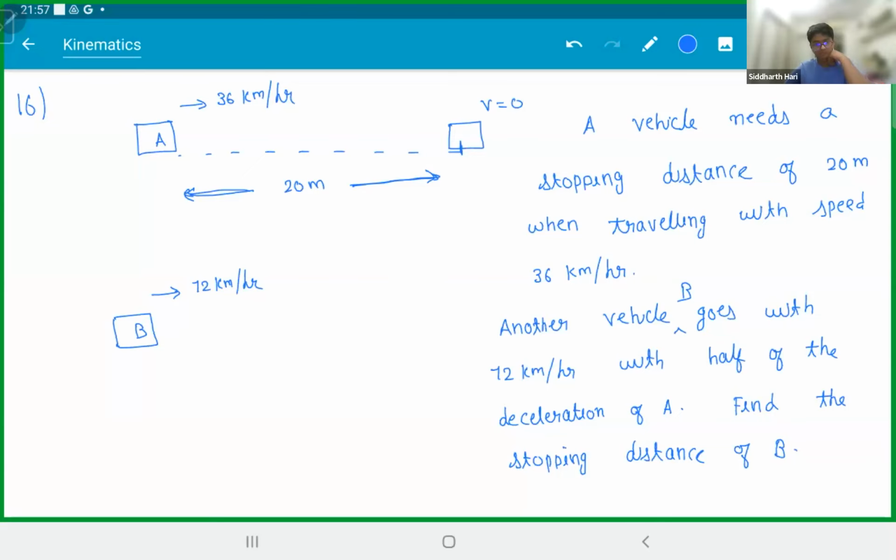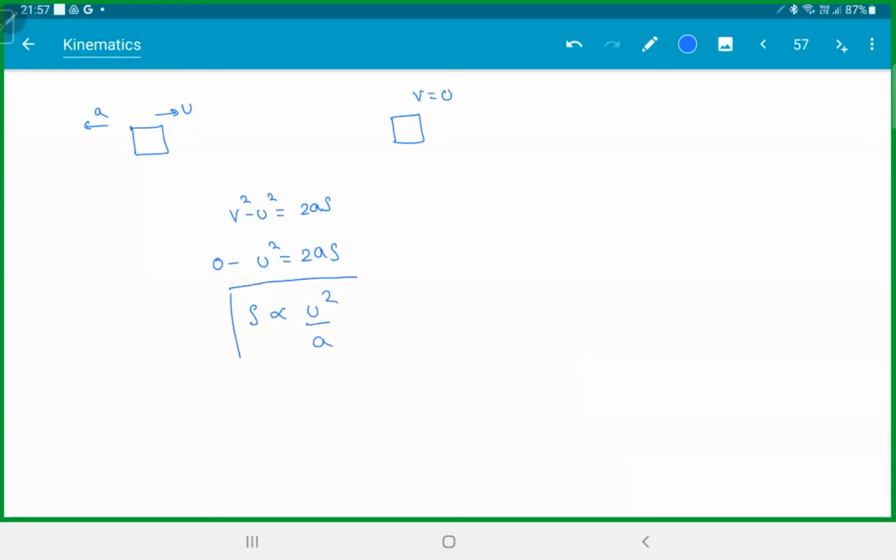Let's see. Think about it. See, the vehicle is going with speed u. Let the deceleration be a. Eventually the vehicle stops. So if I use the equation v square minus u square is 2as, v is 0, so u square is 2as. So here we get s is proportional to u square by a. This is your formula there.